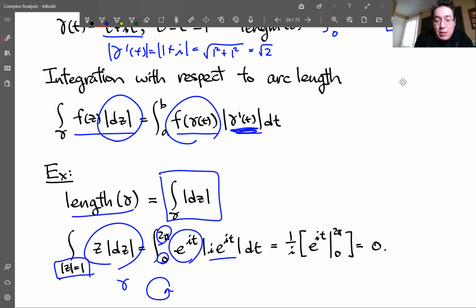So this part really disappears from the integrand. The antiderivative of e to the it is 1 over i, e to the it. But if you plug in 2 pi or 0, e to the 2 pi i and e to the 0 are both equal to 1. So we get 0 in the end.